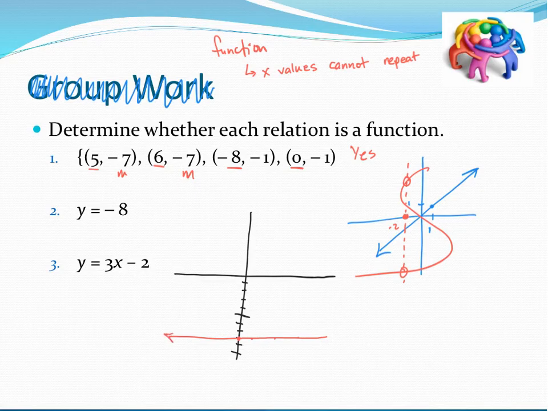Okay? So whenever you have y is equal to a number, you get a horizontal line like that. Well, now you can apply the vertical line test to this. And you notice that you can go all the way across this line back and forth. The x's do not repeat. It passes the vertical line test, so yes, it is a function.